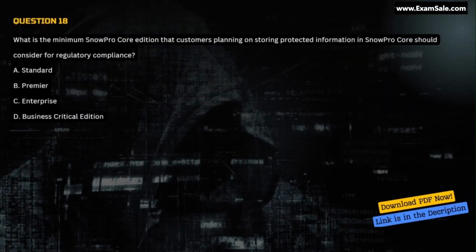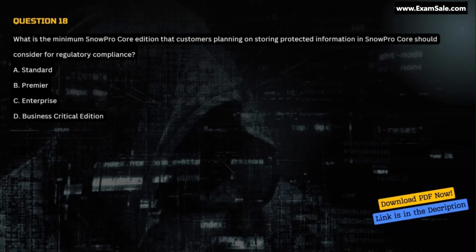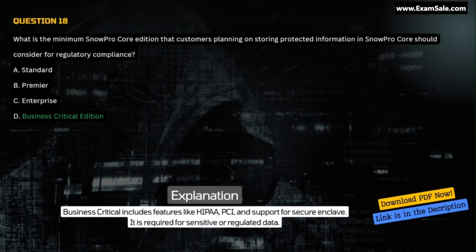Question 18. What is the minimum Snowflake edition that customers planning on storing protected information in Snowflake should consider for regulatory compliance? A. Standard. B. Premier. C. Enterprise. D. Business Critical Edition. Correct answer D. Business Critical Edition. Explanation. Business Critical includes features like HIPAA, PCI, and support for secure enclave. It is required for sensitive or regulated data.